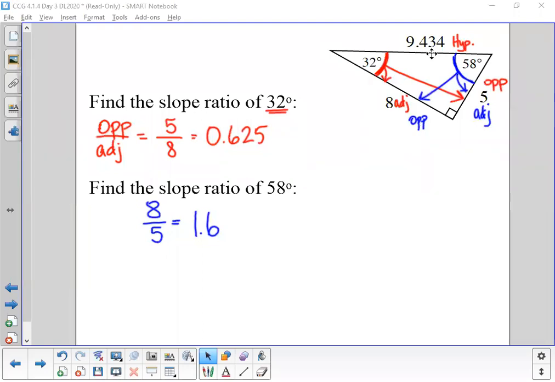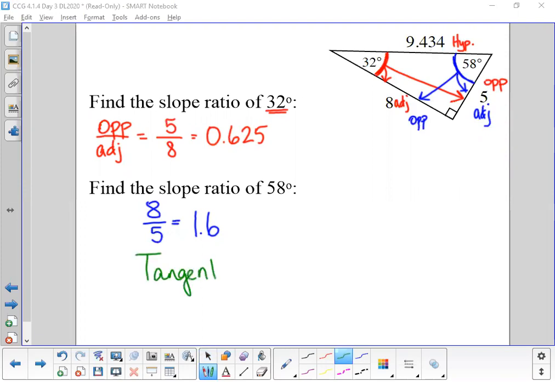So far we've been using slope to determine these ratios, but now we're going to take it away from slope and we're going to get more accurate with our answers. And these slope ratios are going to be what we call our tangent ratio. And our tangent ratio is our start of trigonometry. So tangent ratios are going to be more accurate than just finding the slope ratios that we have, and they're going to be something that we find in our calculator.